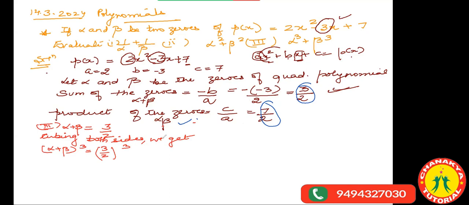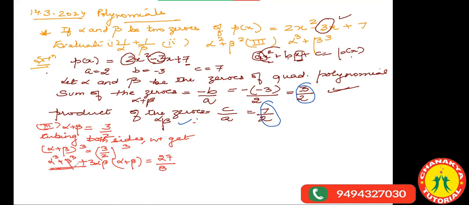Very good. Now, expand this. Alpha cube plus beta cube plus 3 alpha beta into alpha plus beta. And 3 cube is 27 and 2 cube is 8. Clear, children? This value we need to find, so we will keep this value as it is.